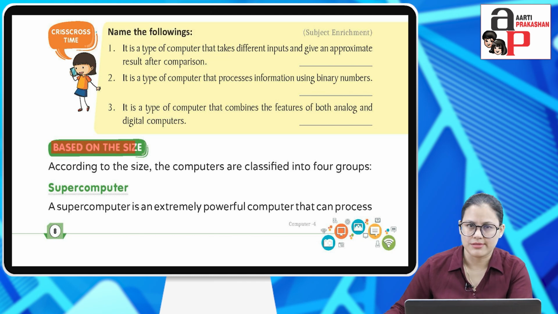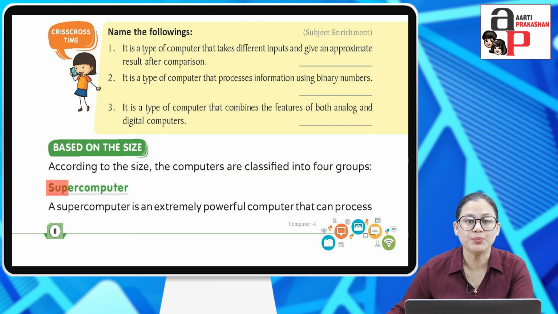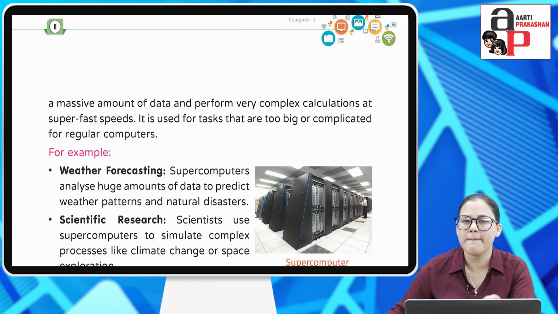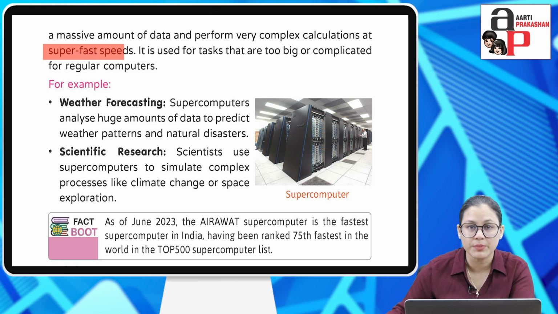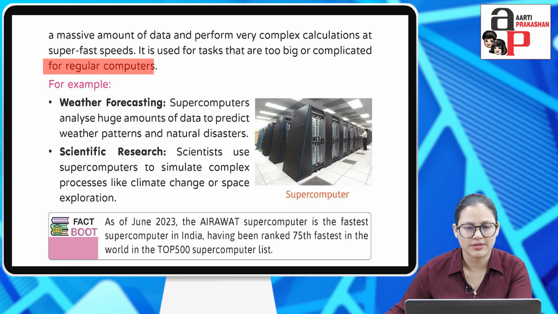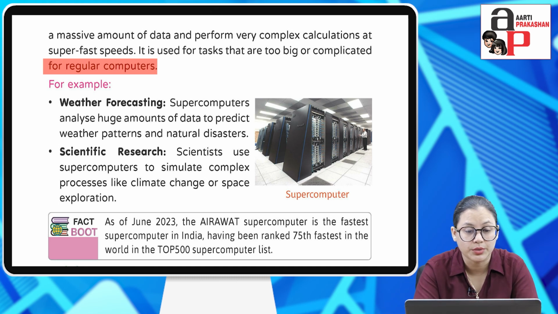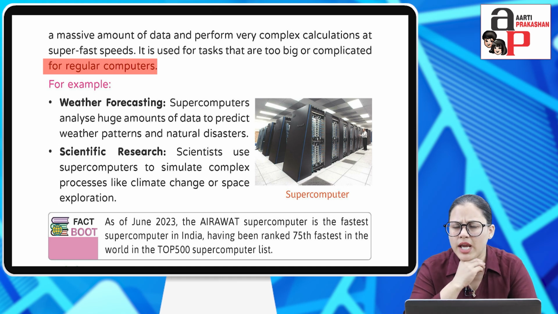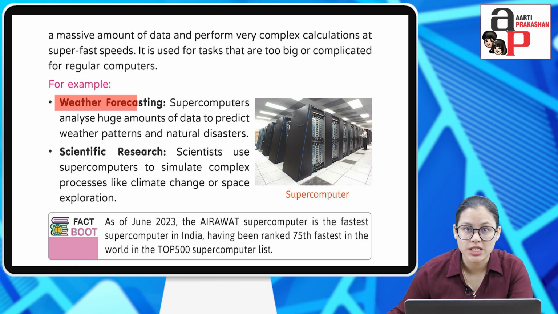Next, based on the size. According to the size, computers are classified into four groups. Number one is the supercomputer. A supercomputer is an extremely powerful computer that can process a massive amount of data and perform very complex calculations at super fast speeds. It is used for tasks that are too big or complicated for regular computers. Supercomputers are the most powerful computers.